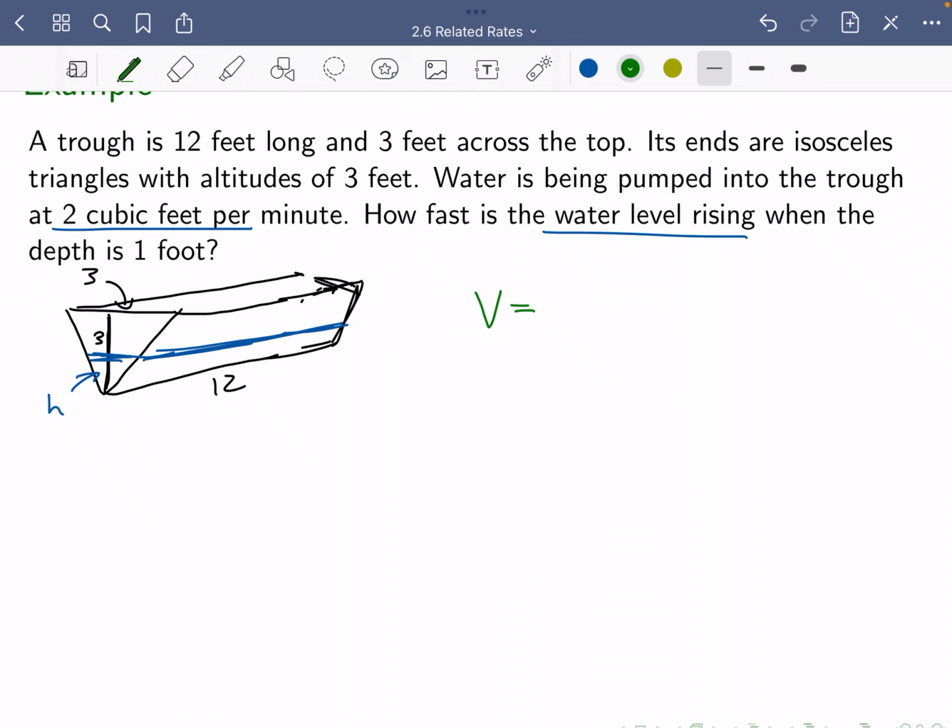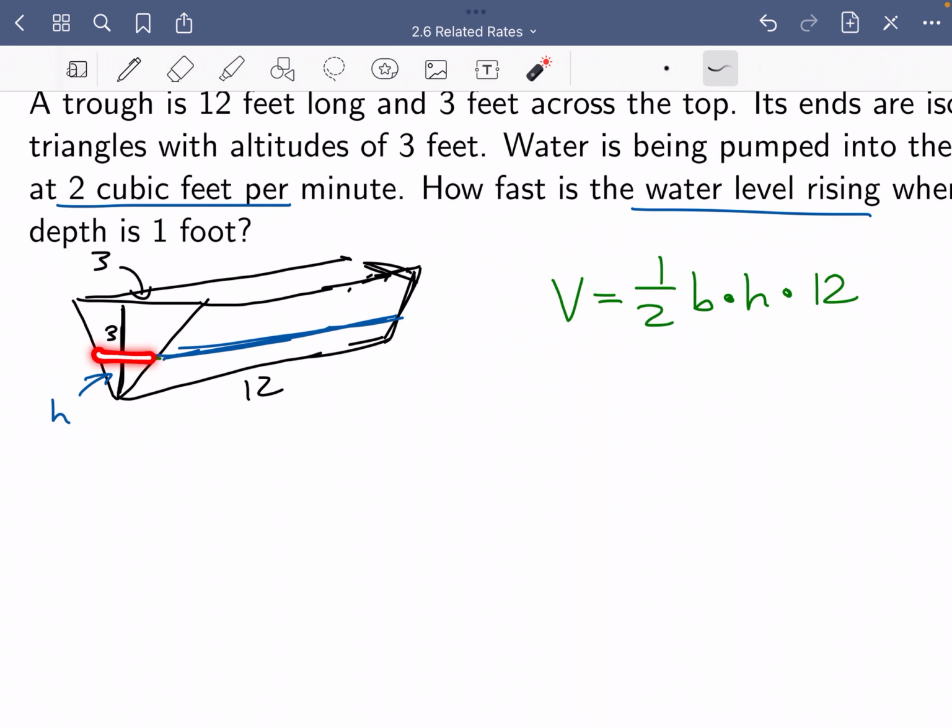all right, so we have a triangle here. You'll have 1/2 base times height, times that length of 12. So 1/2 base times height. But what is the relationship between this base right here and this height right here?